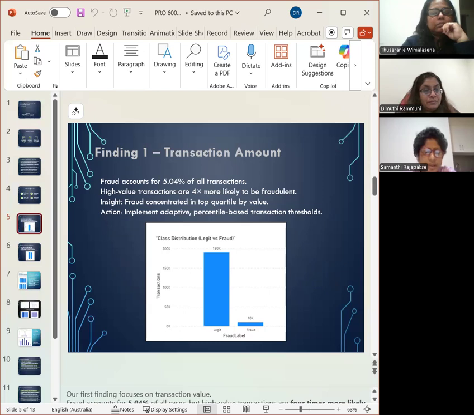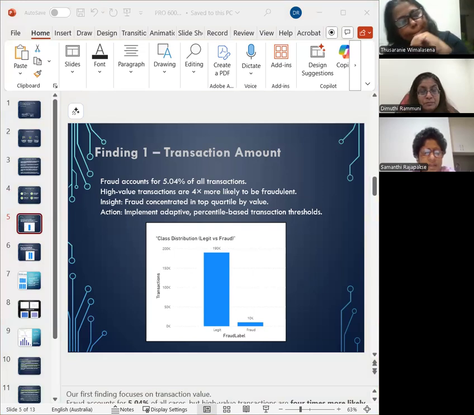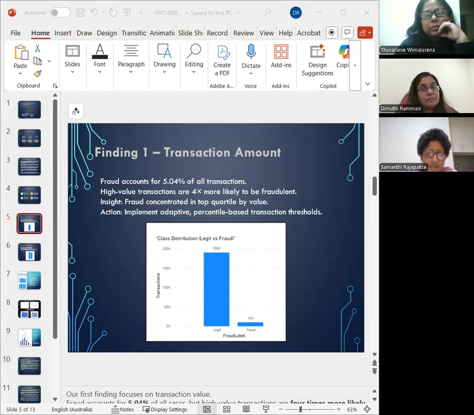I'm going to talk about our findings that we have come across during our study. The first one is the transaction amount. Frauds make up about 5% of all cases, but high-value payments are 4 times more likely to be fraudulent. This means most fraud happens in the top 25% of transactions by value. Hence, we suggest PaySecure use percentile-based thresholds so large transactions get extra checking and approval before they are processed.